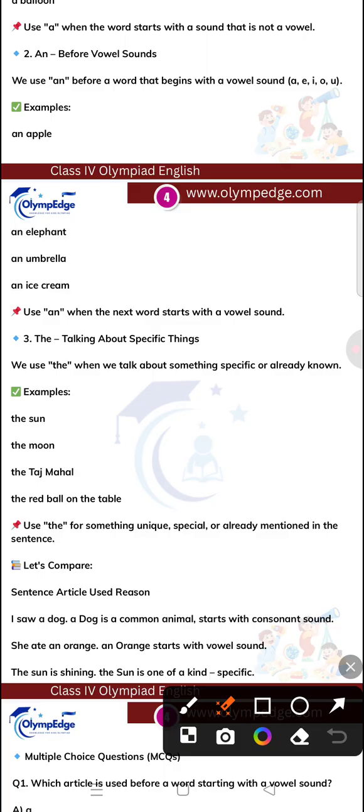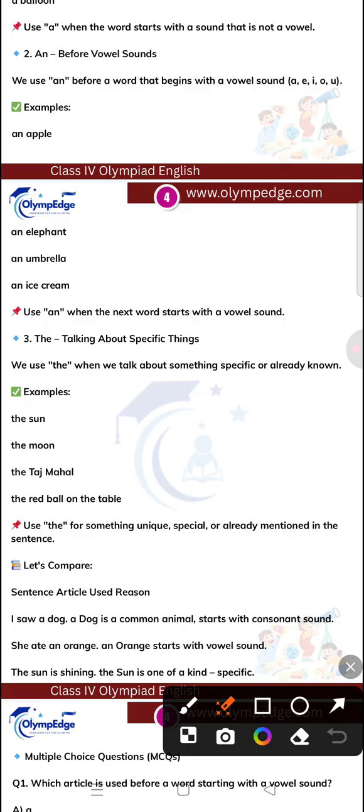So when do we use the? We use the when something is very unique, when something is very special or when something is already mentioned in the sentence, right? Like here, I have a ball. The ball is red in color. So next time when I'm talking about the ball, obviously it is the ball which I had. So I have already mentioned it earlier in the sentence, and next time when I'm using the same word, I use the.